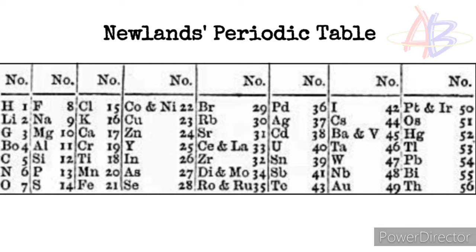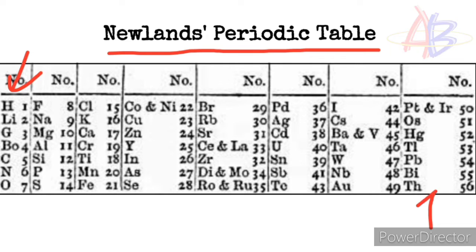This is the actual periodic table presented by Newlands. It is very old, therefore some symbols may not match with the modern symbol of elements. As you can see, Newlands started with the element with least atomic mass known in his time, that was hydrogen, and went all the way up to thorium, which happened to be the element with highest atomic mass in his time. In this table, serial number 1 was given to hydrogen and serial number 56 was given to thorium.